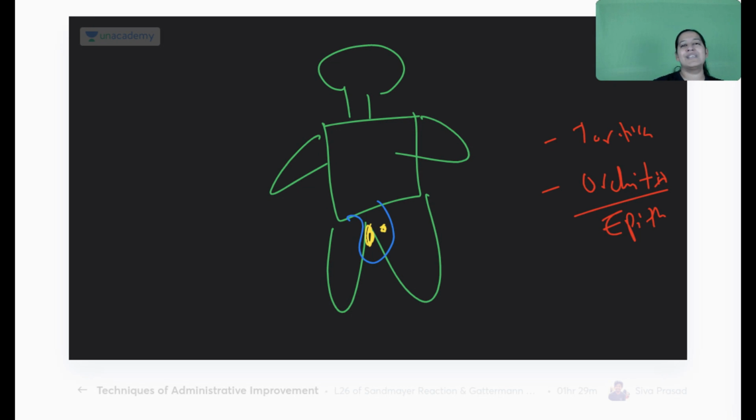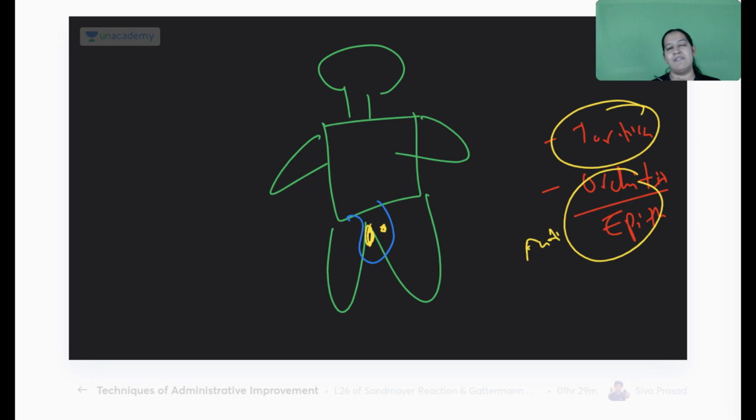The treatment of the two is entirely different. If it is torsion, emergency surgery, untwisting. And if it is orchitis, give antibiotics. No need to do surgery, give antibiotics.